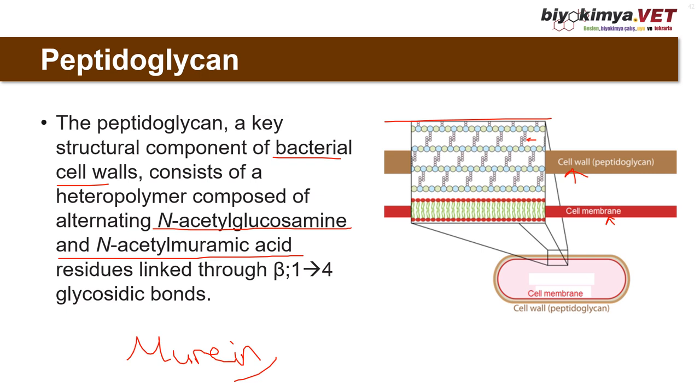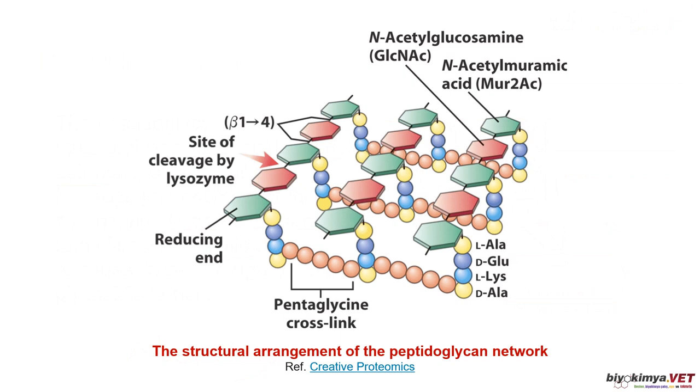And these peptide crosslinks create a robust sheath called peptidoglycan that encases the entire cell, safeguarding it from swelling and bursting when exposed to osmotic pressure changes caused by water entry. A perfect illustration showing the structural arrangement of the peptidoglycan network provided by Creative Proteomics, thanks to them.